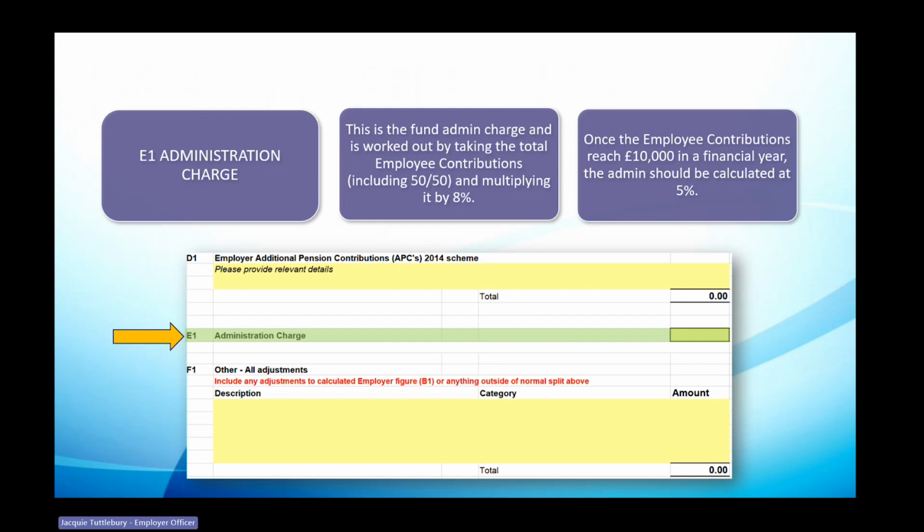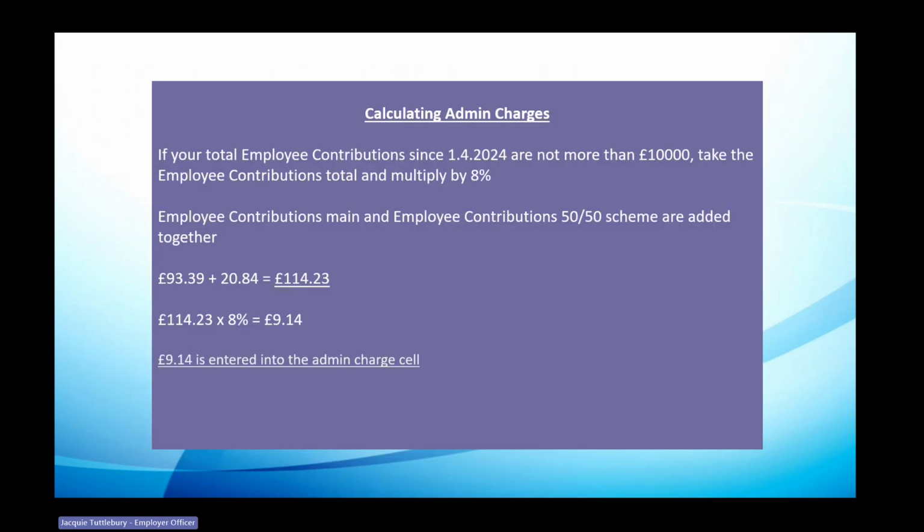Now let's share some examples to illustrate this, because admin figures are something that can sometimes cause people a little bit of a headache. So calculating admin charges, if we look at a straightforward example, if your total employee contributions since the 1st of April this year are not more than 10,000 when combined, then we take the employee contribution total for the month in question and multiply this by 8%.